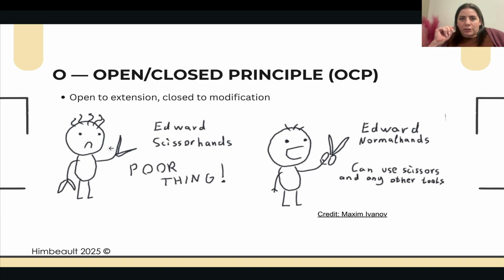But thank goodness for evolution, right? We have hands. We have hands with digits on them. So over here is Edward Normal Hands, who exists in the real world. And Edward Normal Hands is now open to extension because he has a hand here. He can hold a pair of scissors. He can hold an ice cream cone, right? He doesn't have to have surgery and recovery time to make those changes. So we want to be open to extension, so plug and play, closed to modification. We don't want to have surgery.